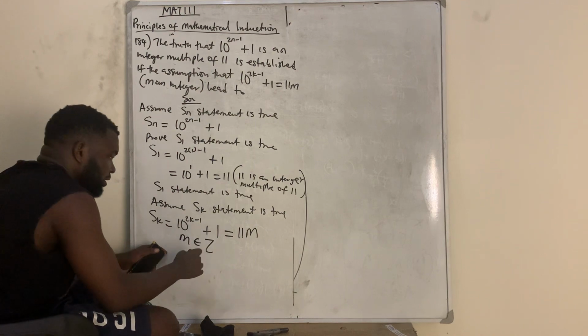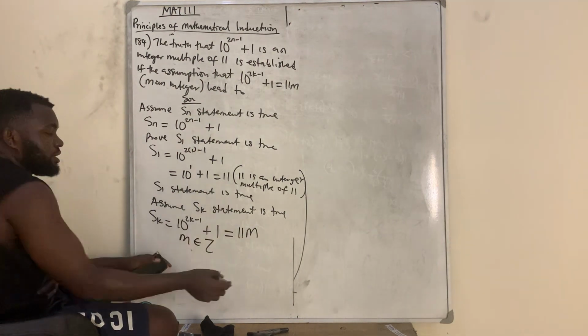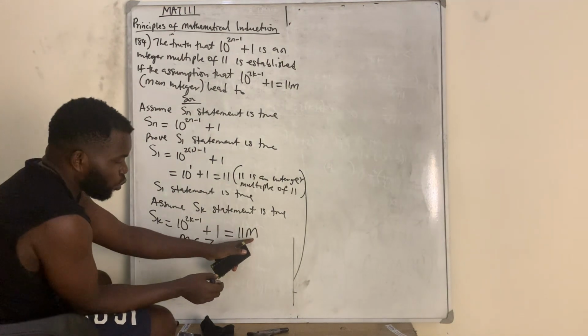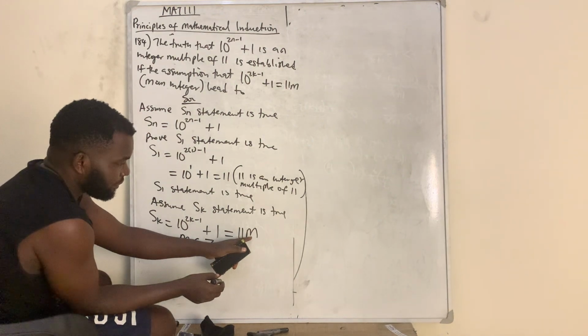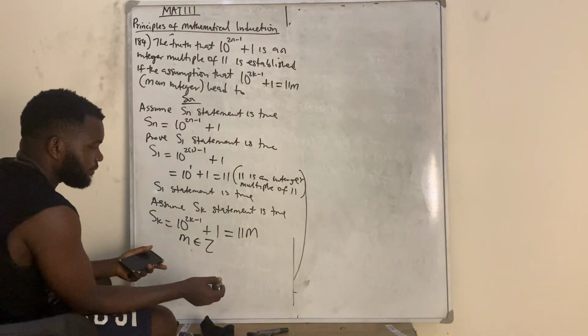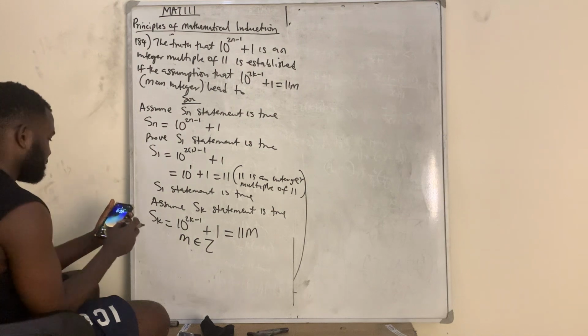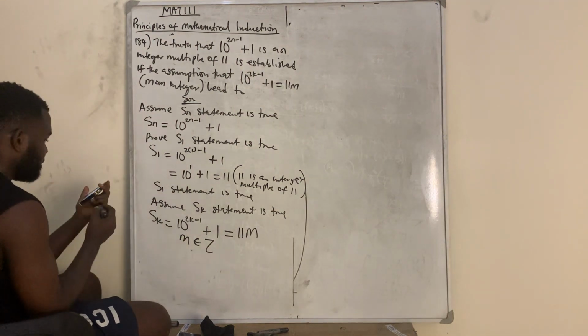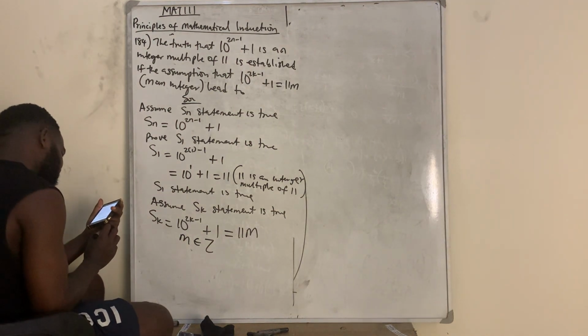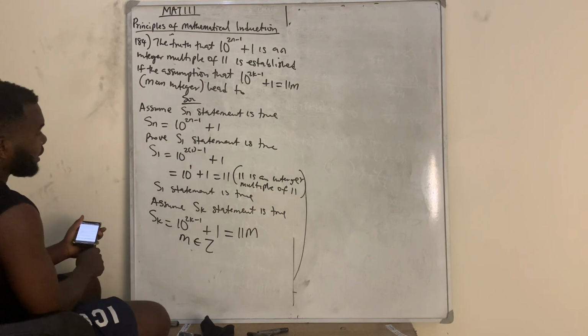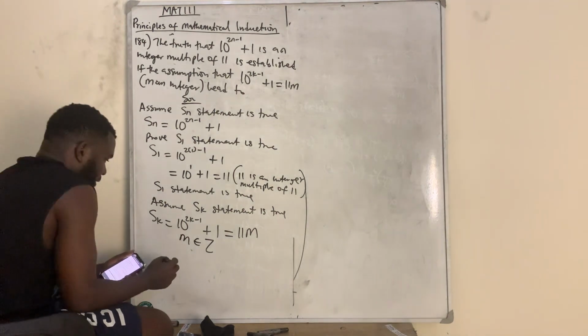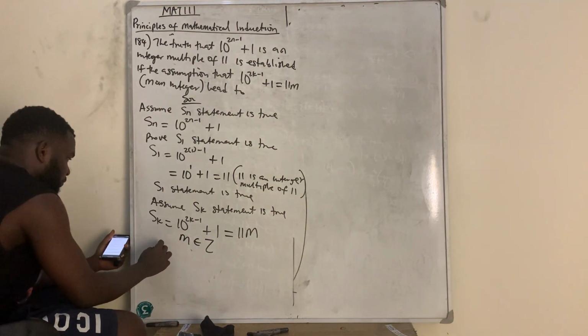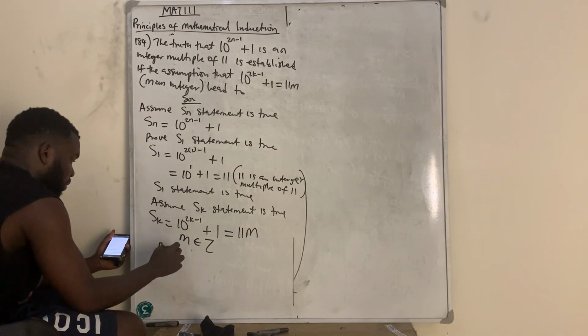Integer. Then if you put any integer here, you will still get a multiple of 11. If you put 1, 11 times 1 is 11. Are you getting it? You are getting that 11 is a multiple of that. So the next thing you are looking at, which is the last thing, is that SK, you prove. In this one, we don't assume SK, but prove it direct.